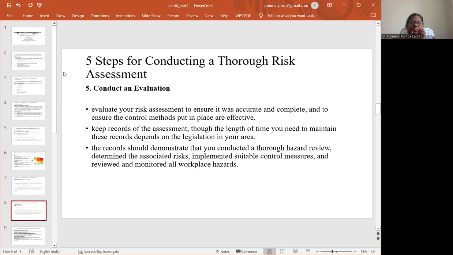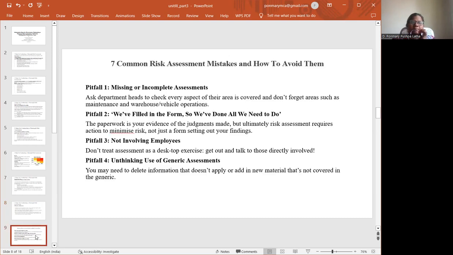So the fifth step is to conduct an evaluation. We may have the risk assessment, even then somebody has to evaluate it. And we have to keep up the record. When you keep the record, also decide how many years we are keeping that record. So all these things we have to do. So this is the fifth step.